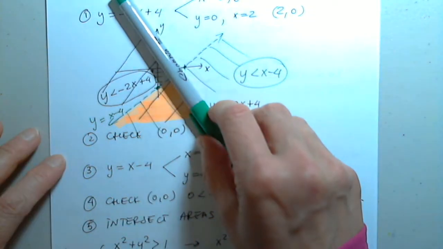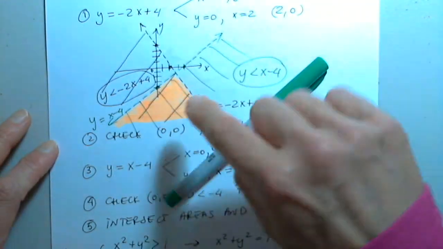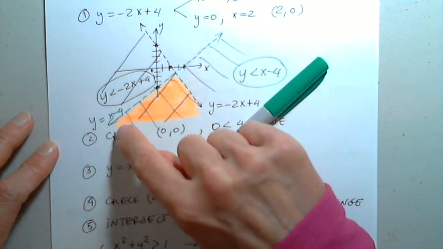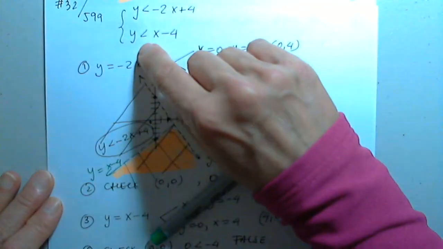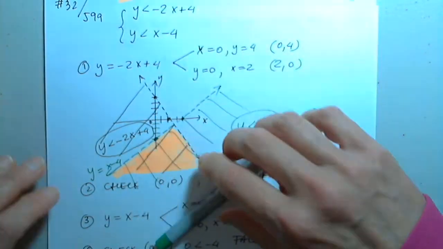And now I have to intersect this region with this region, which gives us the solutions. Not included on the line. See, these lines are dashed because we do not have the equal symbol in the inequalities.